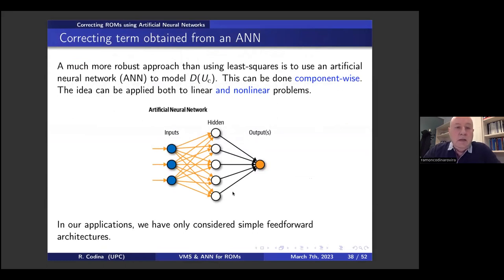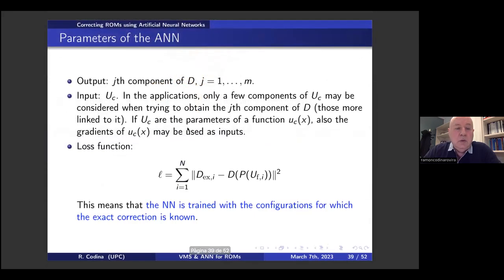So what is the idea? The idea is that we construct this function D of U, component-wise, by the way, and using for it an artificial neural network, as simple as that. So what do we do? The output of the neural network will be, of course, the components of the correcting term that depends, remember, on the coarse solution.